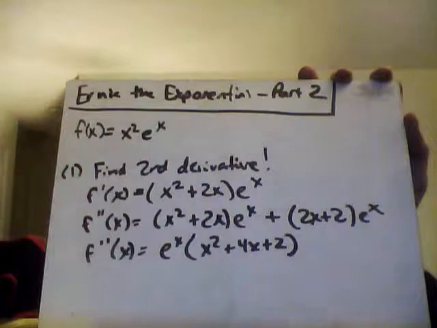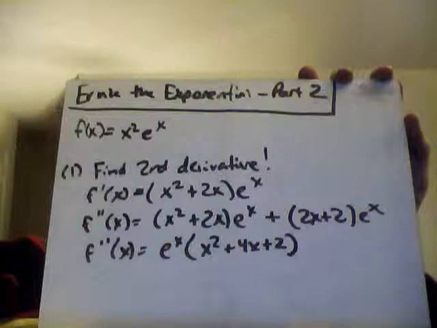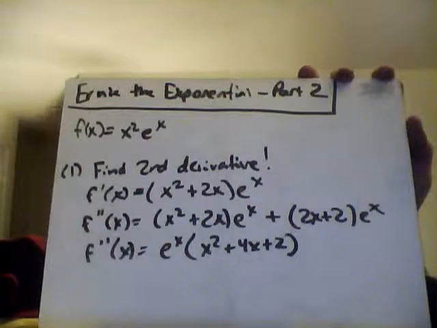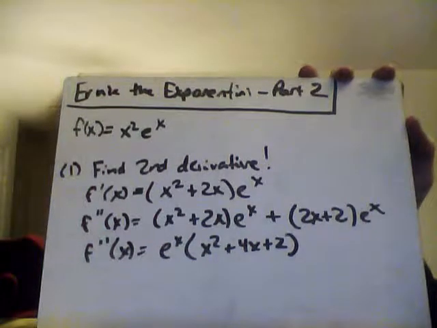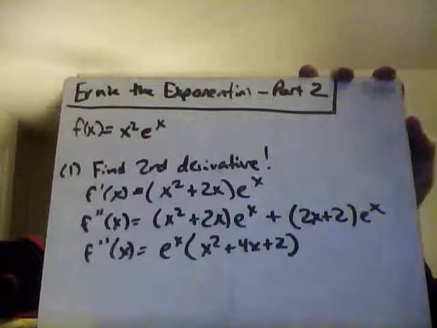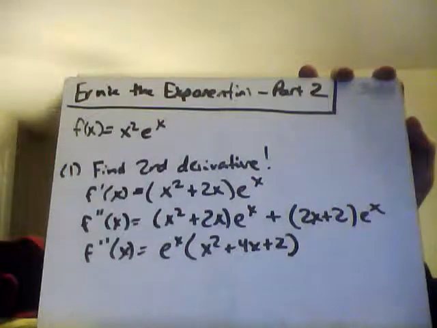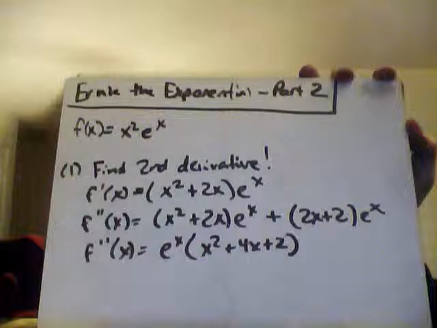Now we bring back an old friend, Ernie the Exponential. It was f of x is equal to x squared times e to the x, and we want to figure out where Ernie is positive with its second derivative and therefore concave up, or negative with its second derivative and therefore concave down. So we need to find that second derivative.